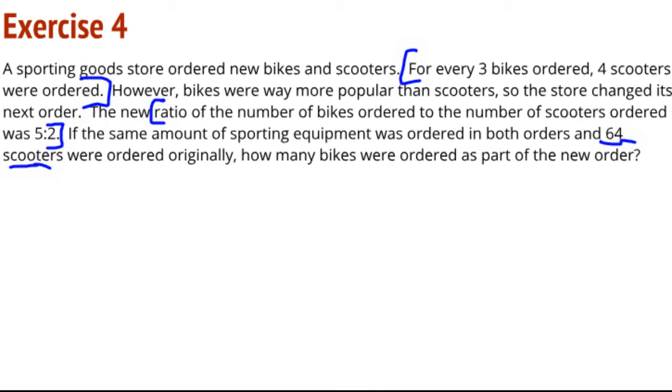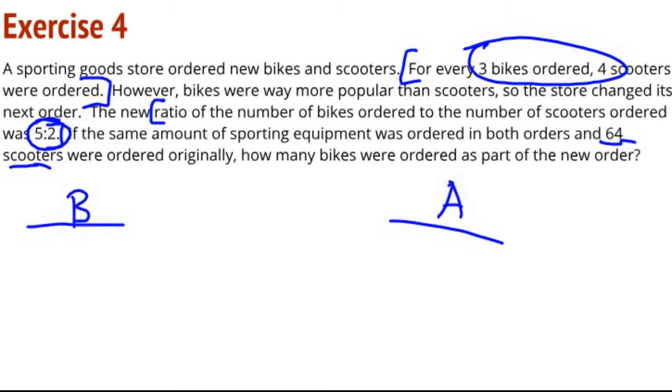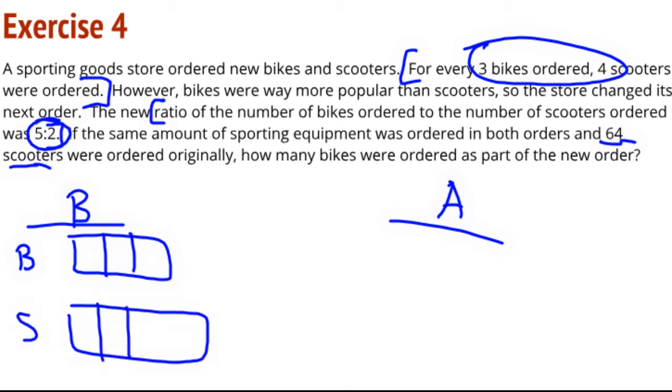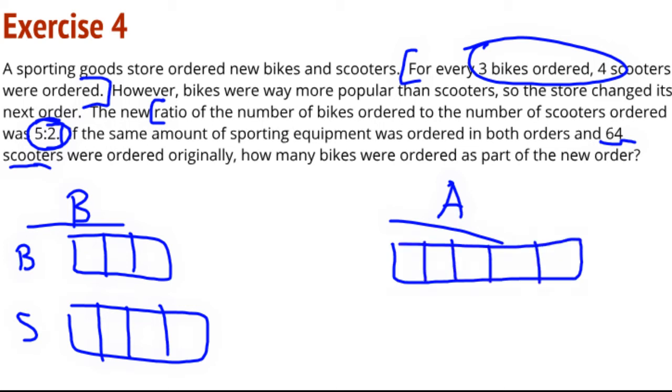So once again, we have a before and after. And my brain is screaming at me: 7 units, 7 units. So I've got my before situation, I've got my after situation. In my before situation, I've got bikes as 3. I've got scooters as 4. In my after situation, because the bikes were way more popular, I've got 5 for the bikes, and I've got 2 for the scooters.